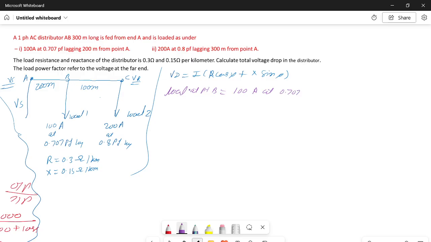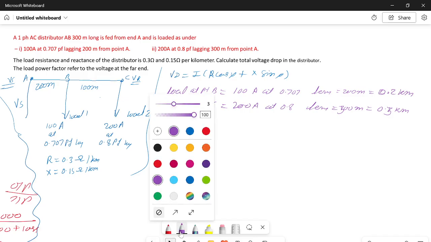How much is it? It is a load of 100 ampere at 0.707 power factor, and its length is 200 meter, that is 0.2 kilometer. And the second load is at point C, 200 ampere at 0.8 power factor lagging, and the length is 100 meter, that is 0.1 kilometer. Okay, so the total length is 200 plus 100, that means 0.3 kilometer. Now we will calculate the impedance.